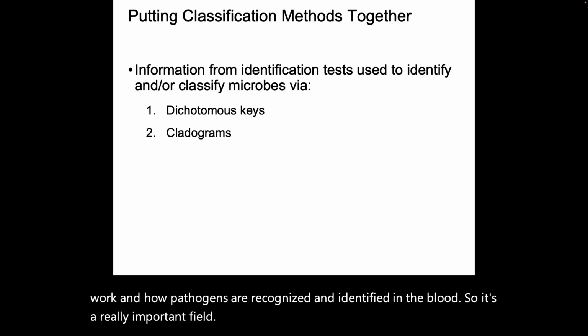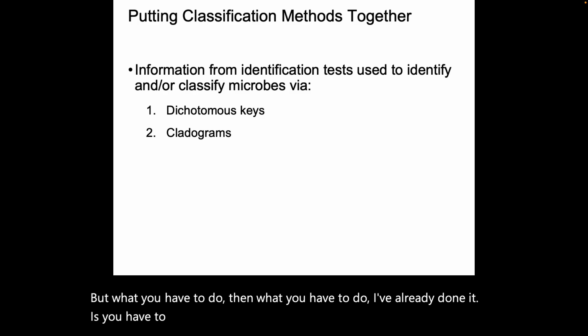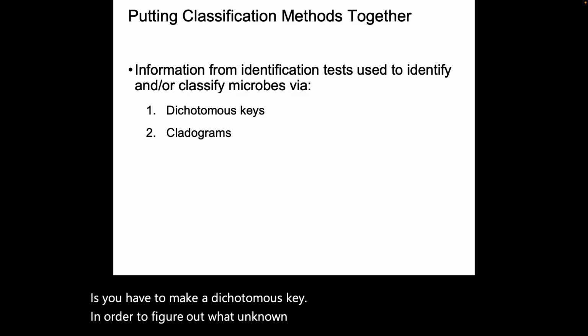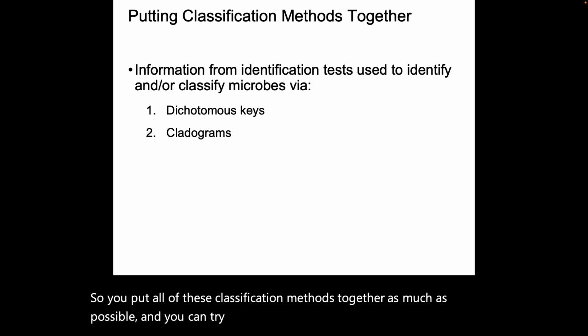But what you have to do then, I've already done it, is make a dichotomous key in order to figure out what unknown organisms you have. So you put all of these classification methods together as much as possible, and you can try to identify your unknown. So the first way is through a dichotomous key.